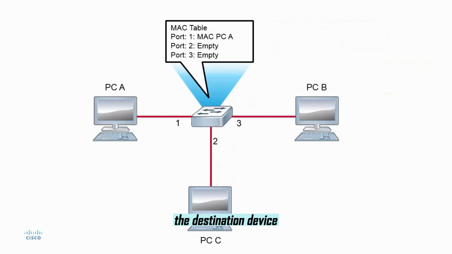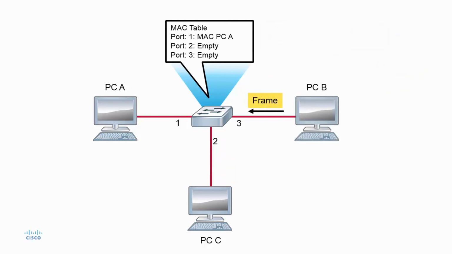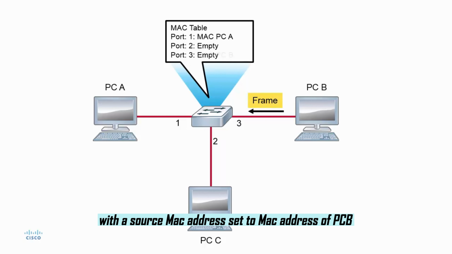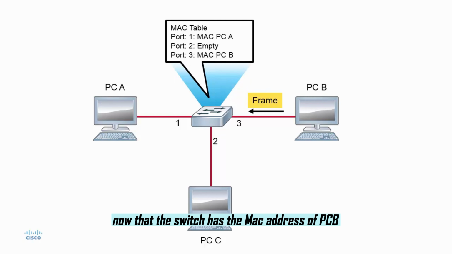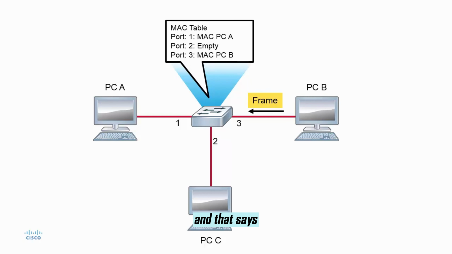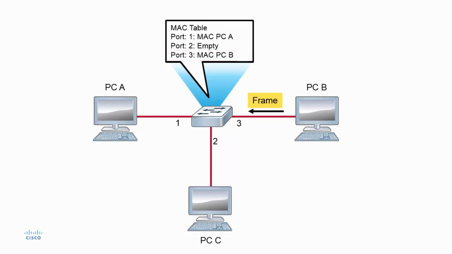The destination device, which is PCB, replies with a unicast frame addressed to PCA. As you can see, PCB sends a frame with a source MAC address set to the MAC address of PCB and the destination MAC address set to the MAC address of PCA. Now that the switch has the MAC address of PCB, it can update its MAC address table, and that says the MAC address of PCB is accessible via port 3.